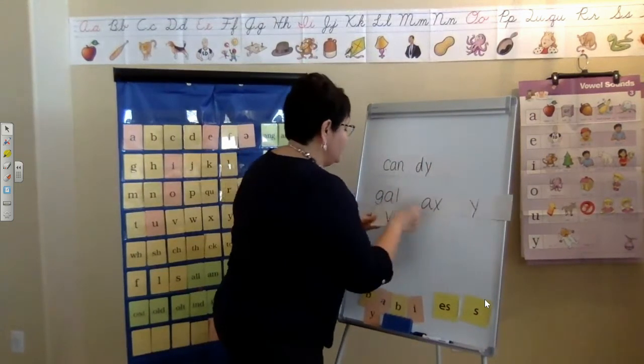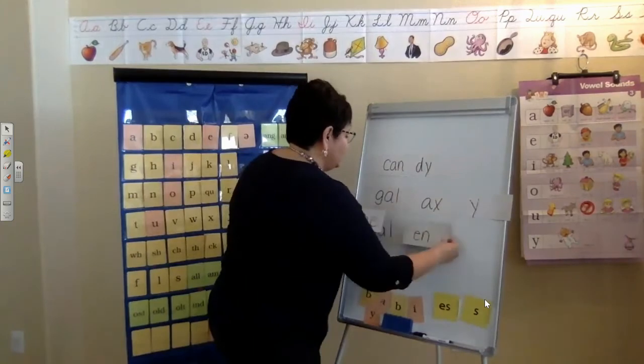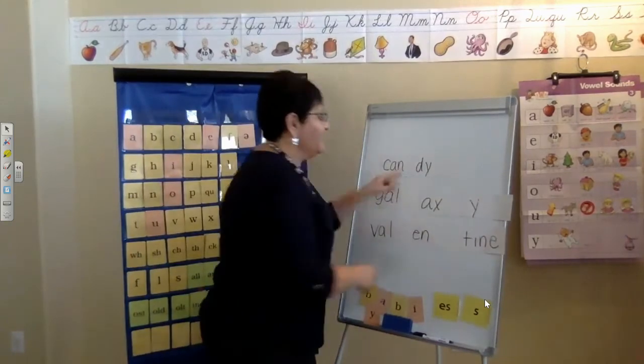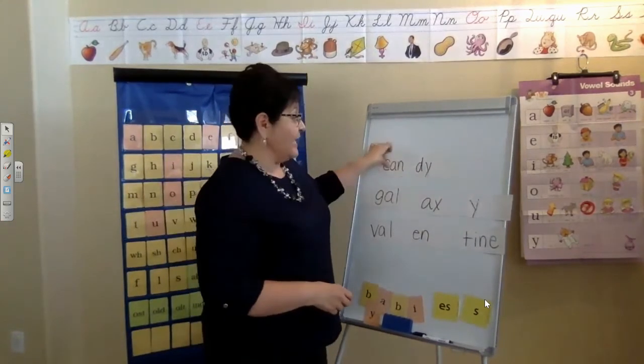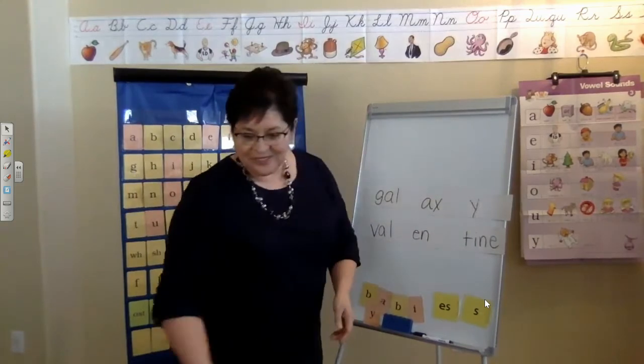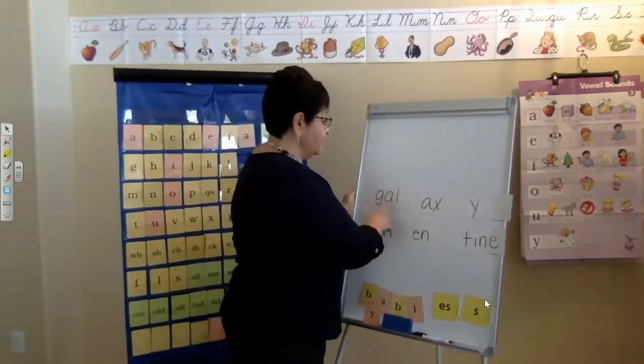That's right. Come back together. What did we have to do? We had to change the Y to I and add our ES. Good work. Okay, your turn to read this one on your own.